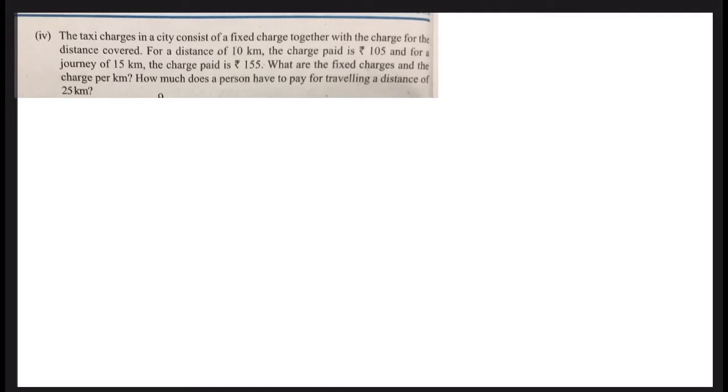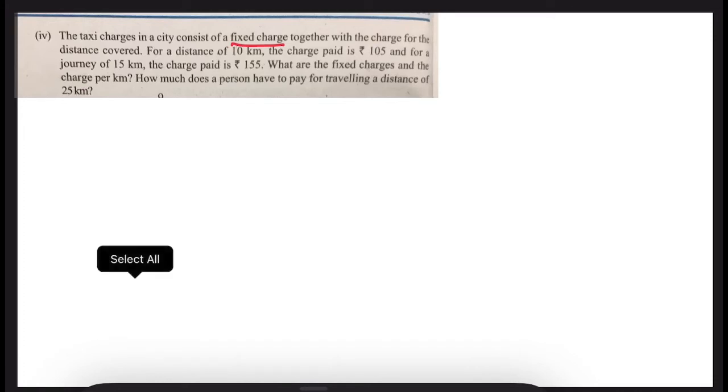So what is saying? The taxi charges in a city, what is saying? A fixed charge. This is a fixed charge, together with the charges for the distance covered. According to the distance covered, he will charge. If same case, in first case Birla Mandir 15 kilometers, in second case 10 kilometers, the charges are different, but fixed charge remains same.